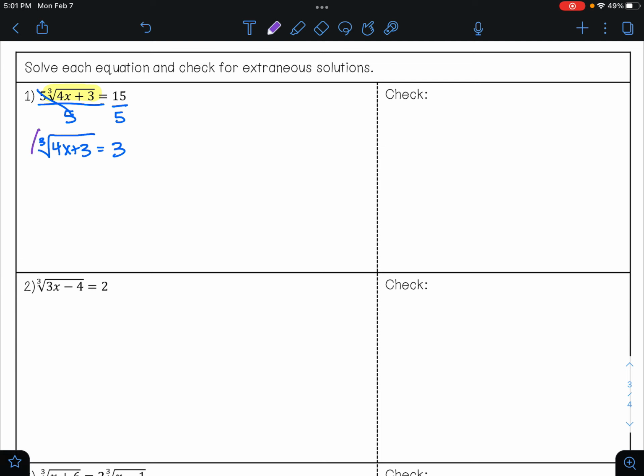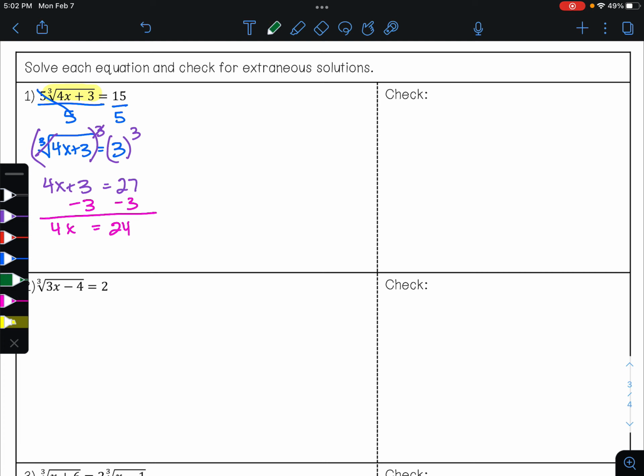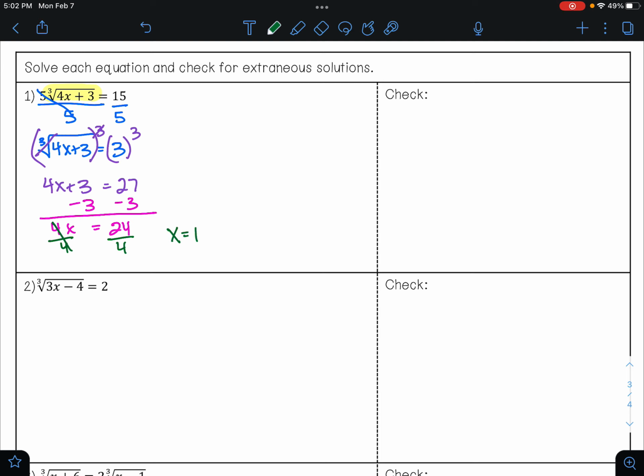So to undo the cube root, we will cube both sides. The cube undoes the cube root, and that leaves me with 4x plus 3. 3 cubed is 27. From here, I can undo addition by doing subtraction. And I'll get 4x is equal to 24. And to undo multiplication, I'll do division and get x, let's change that to a 4. Excuse me. And I'll have x is equal to 6.